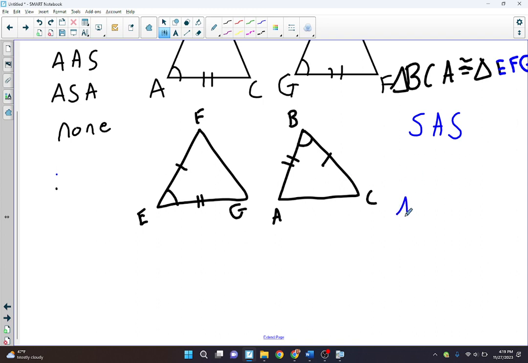So if I ask you, let's say G, E, F, what would be the matching statement? Go ahead, Leo. A, B, C. Flip it. It's not right. You flip it.